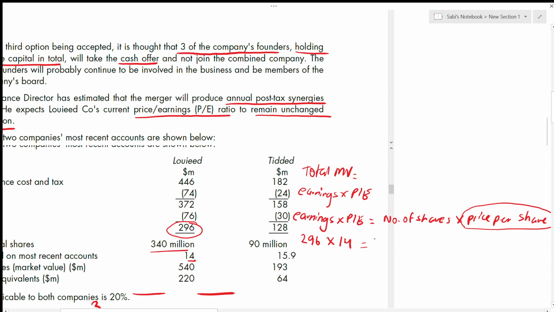$340 million. Multiply by price of share. Let's take it as Y. Use algebra. We don't know the price per share. To find Y, it is very easy. 296 multiply by 14 divide by 340.